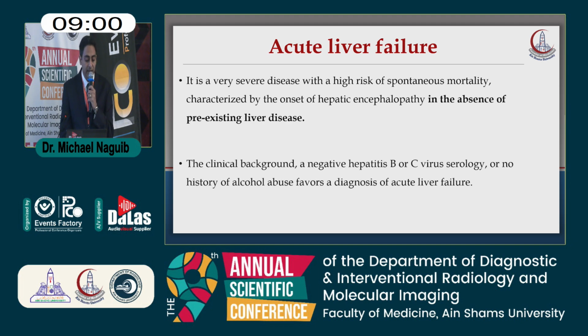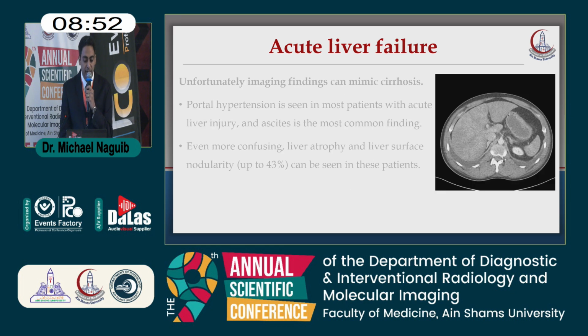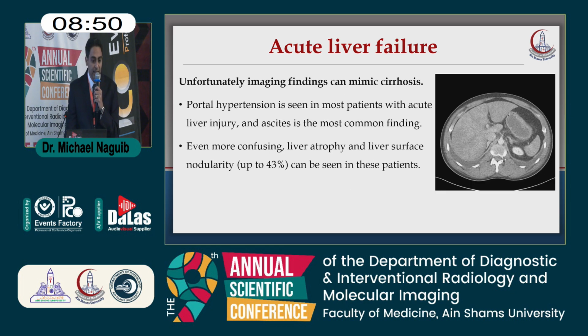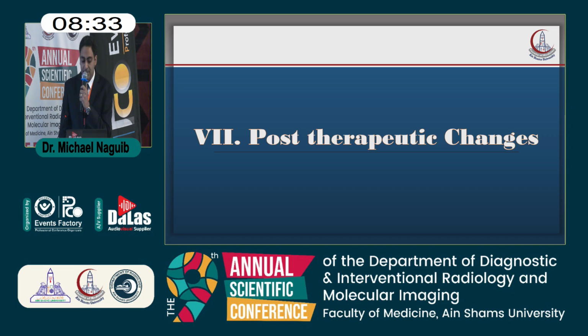So the clinical background, negative hepatitis B or C serology, and no history of alcohol abuse favors the diagnosis of acute liver failure, as unfortunately imaging features mimic cirrhosis. Portal hypertension can be seen in these patients, and ascites is the most common finding. Even more confusing, liver atrophy and liver surface nodularity is seen in up to 43% of these cases.